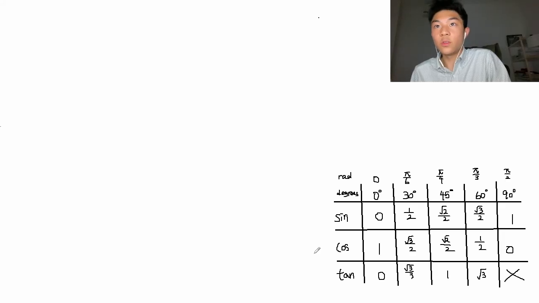So in our previous video, we went through how to find the exact values for special angles between 0 and 90 degrees. So in this video, I'm going to go through how to find the exact value for angles that are greater than 90 degrees. Right, so let's start by looking at our first example, sine 300 degrees.